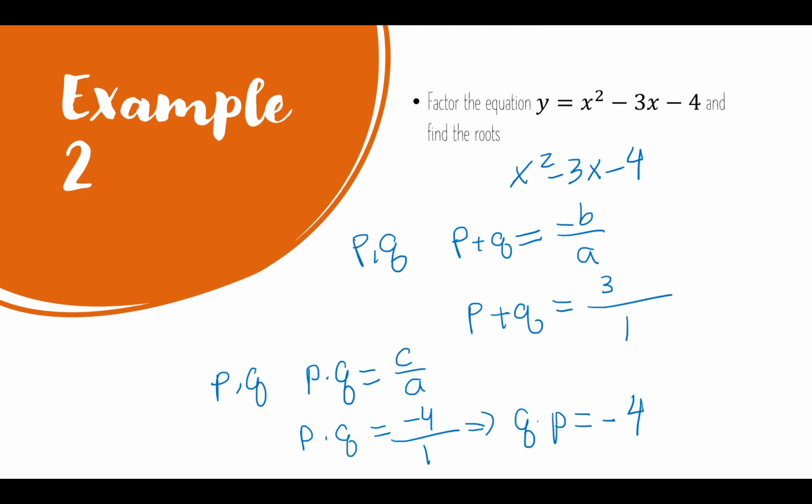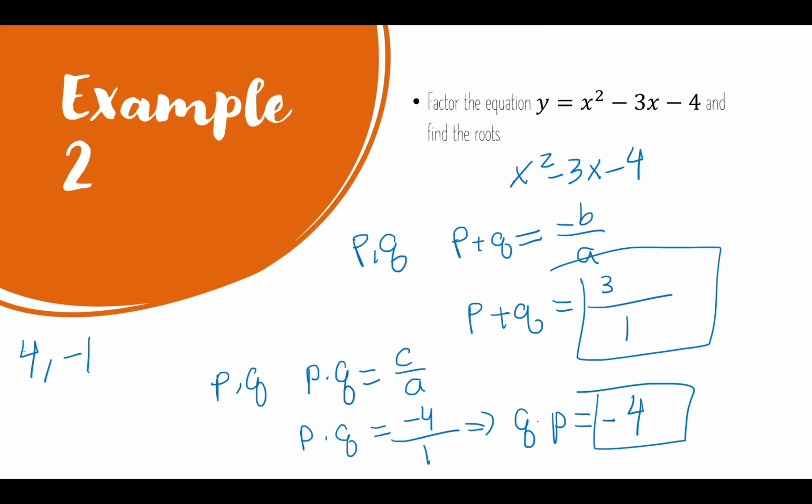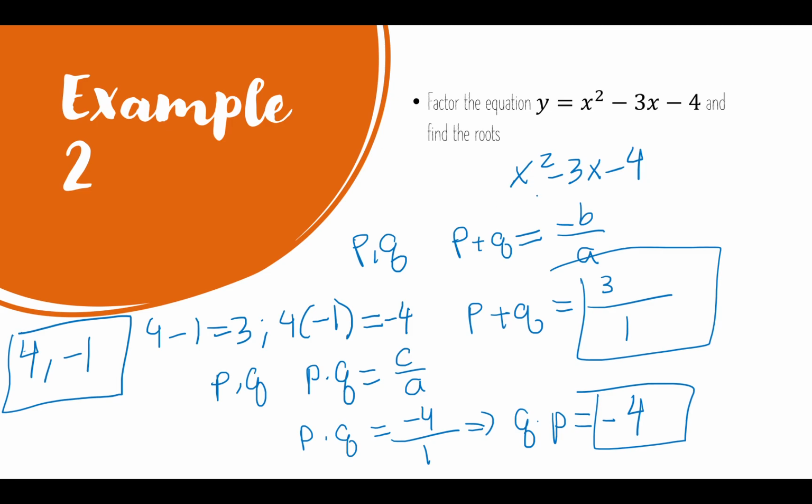Once again, we need to find two numbers that have a sum of 3 and a product of -4. In this case, we will get roots 4 and -1. As we can see here, 4 minus 1 is equal to 3, but 4 times -1 is equal to -4. Therefore, we have these, which we can plug into our factored form for a quadratic equation.